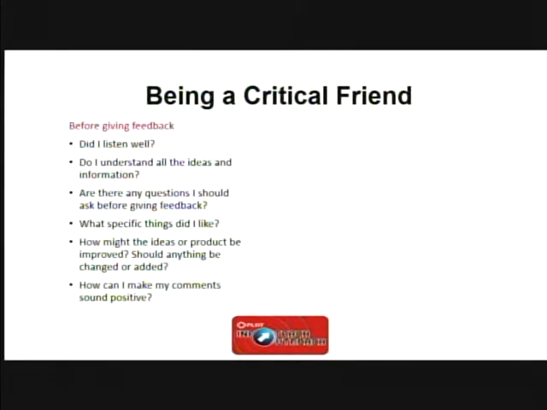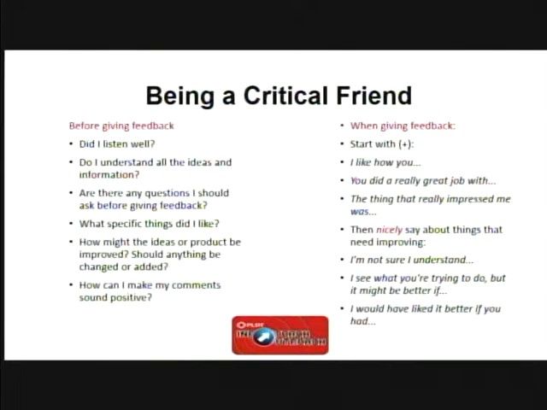Okay, so think of a time when a colleague asked your opinion about something he or she said or did. Did you like or approve of what was said or done? Now, giving constructive feedback is easy when you like or approve of what was said or done, right? However, being a critical friend can be difficult when you do not like or approve of what was said or done. So knowing how to give feedback without hurting another person's feelings is an important skill.